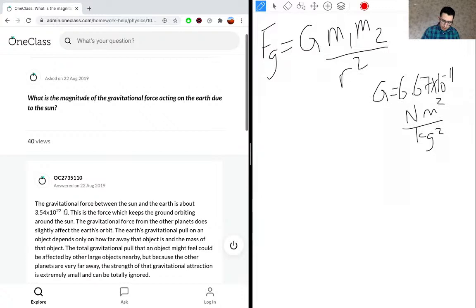And then we have m1. Let's say m1 is the Earth mass. This is 5.97 times 10 to the 24. m2 is the mass of the sun.